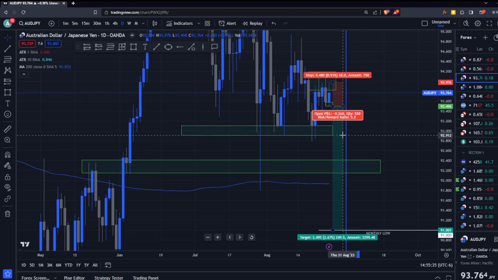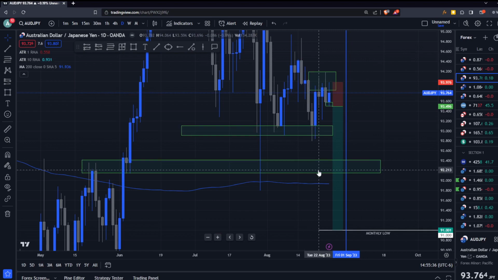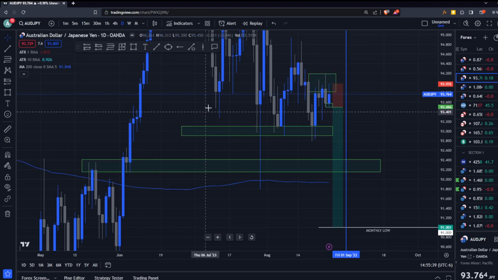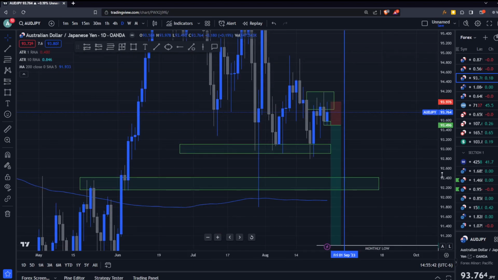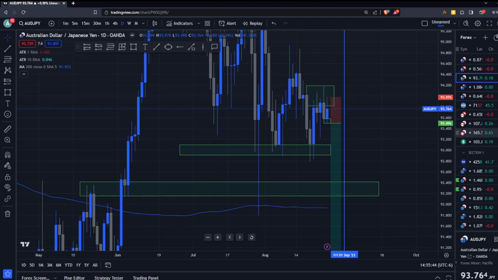I know this seems crazy, it's going to have to break these two major zones, but I think it can do it with a bunch of momentum. And if this Aussie dollar gets crushed, and then the yen gains some strength as well simultaneously, it's going to push us down. You can see it's really rejected this area.